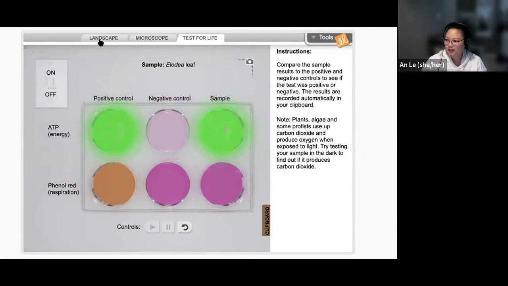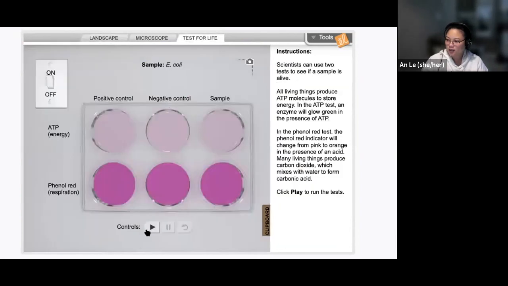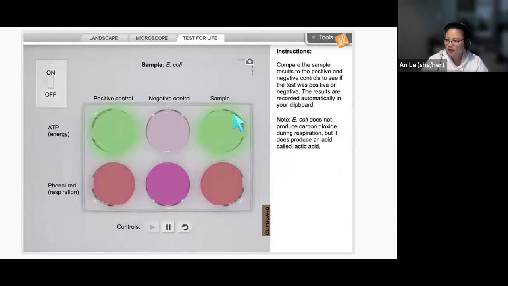Let's go to the landscape. I'm going to click on E. coli. It lives in the gut of a cow. We're going to press play for E. coli. Does E. coli have acid? Yes or no? Okay, remember what Camilla said, what color we're looking for. And the answer is yes. See how it's that orange color.